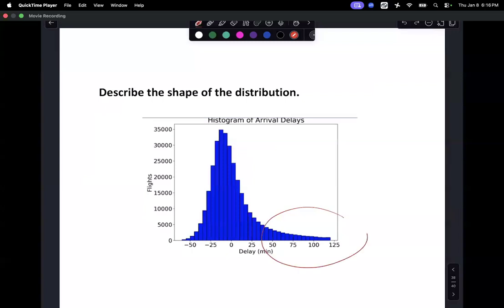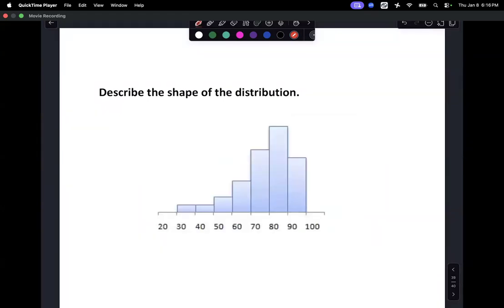This one is skewed right. This one has the tail over there on the right. So this one is skewed right. Bam. Right, this one right here. Process of elimination, this one is skewed left. That one is skewed left because the tail is there on the left.